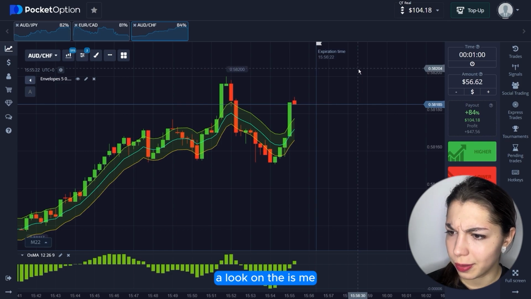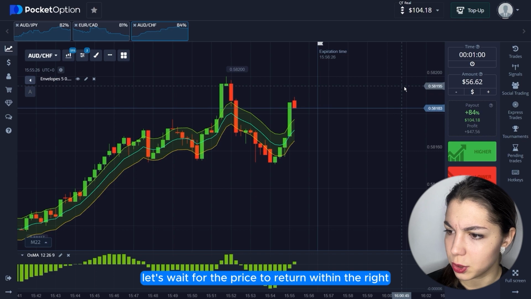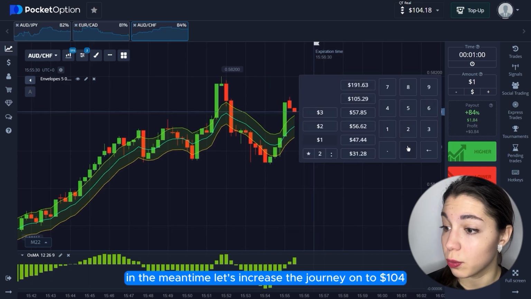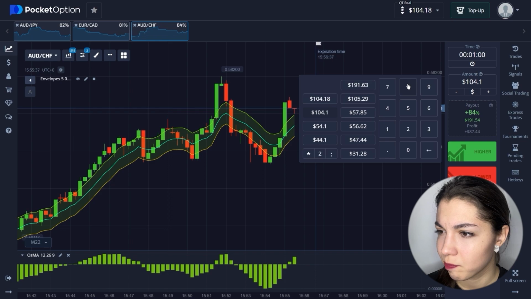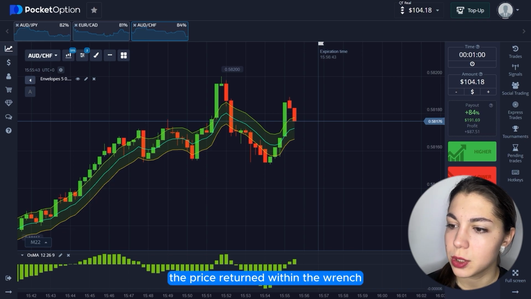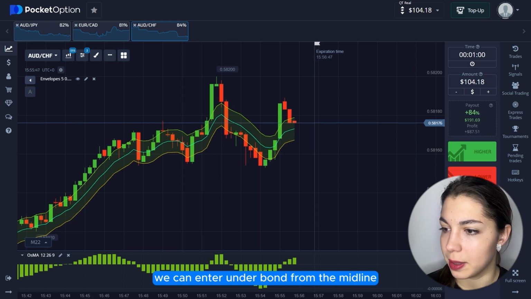A look at the ESMA. It's better to enter an uptrend here. Let's wait for the price to return within the range. In the meantime, let's increase the trade amount to $104. The price has returned within the range. We can enter on the rebound from the midline.